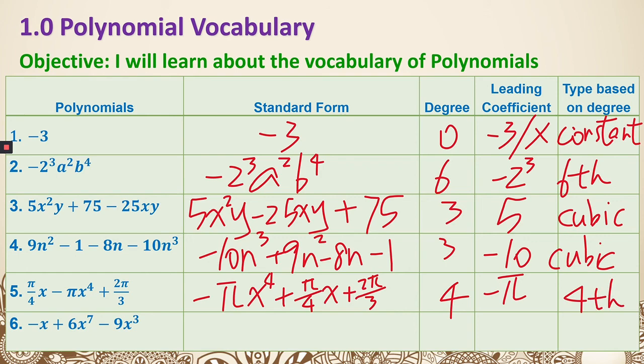Last one, we can see the highest exponent is 7, so it's going to be 6x to the 7th power minus 9x to the 3rd power and minus x. Degree, highest exponent is 7. Leading coefficient is in front of x to the 7th power, which is 6. And we'll just call it 7th degree polynomial.